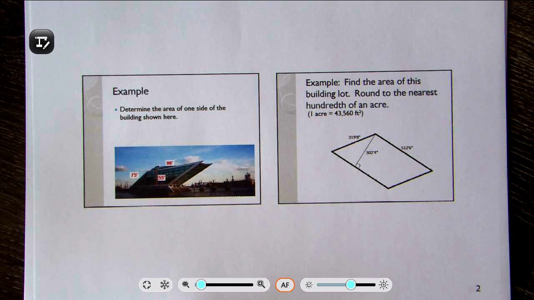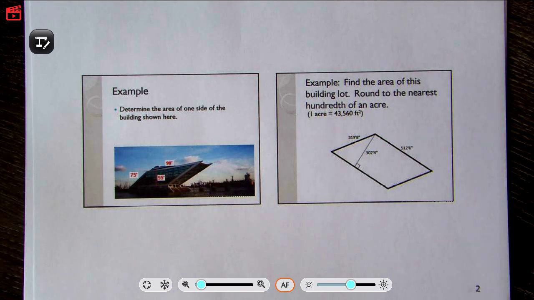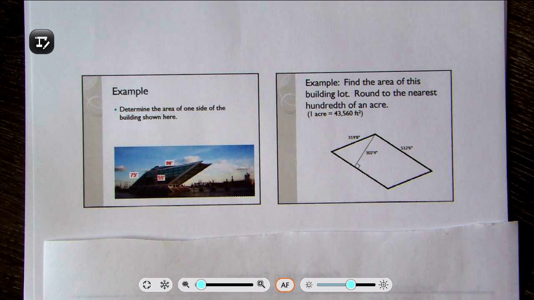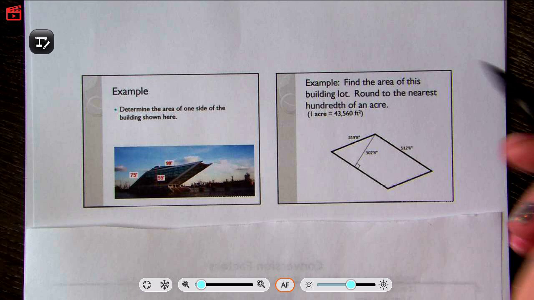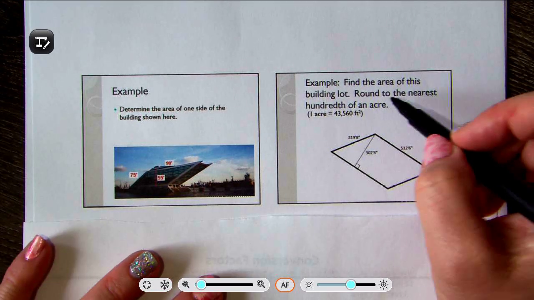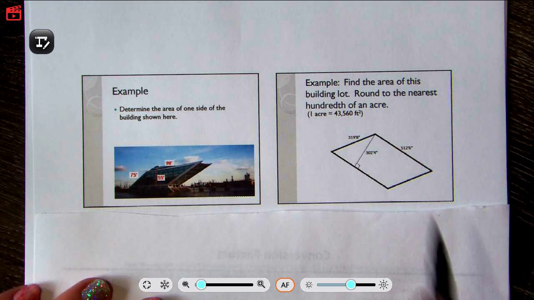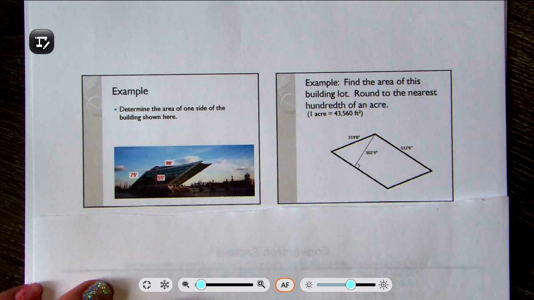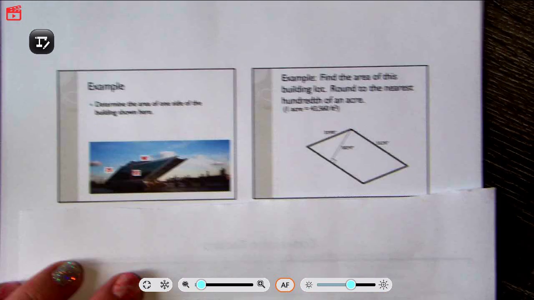So let's do an example. Here we have a parallelogram, or we're going to assume it is a parallelogram. We are going to measure the area of this to the nearest hundredth of an acre. And they do tell us what an acre is, so we're going to have to do a little bit of conversions, so some review again.